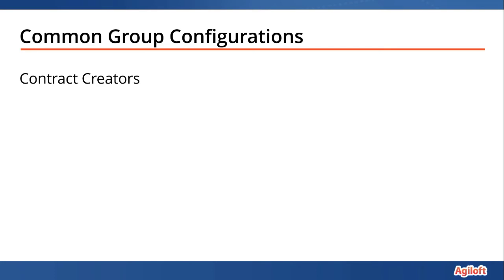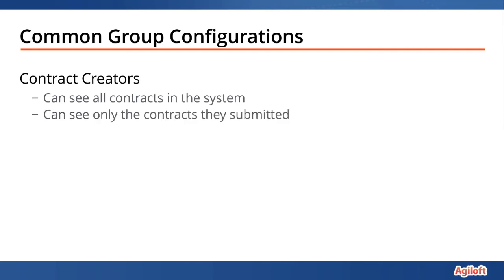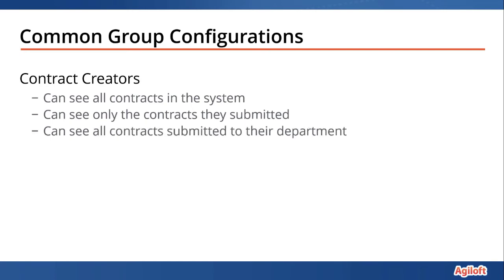They can be configured to be able to see all contracts in the system. They can be set up to only be able to see the contracts that they submitted. Or they can be set up to see all contracts submitted to their department. Other configurations include being able to only see contracts that are marked as non-confidential.